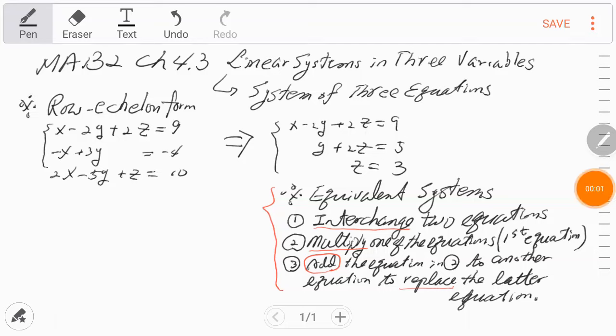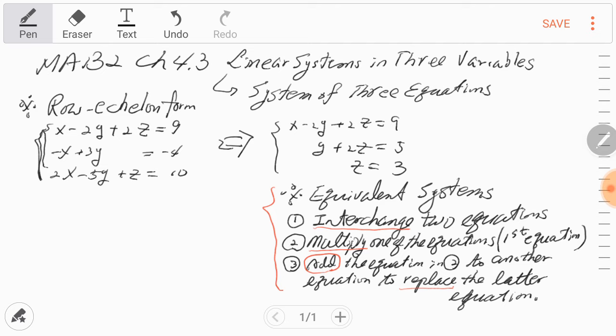In this section, we will solve a system of equations that has three linear equations. So for example, here is a system of equations which has three linear equations and three variables. If there are three variables, then we need three equations to solve that system. And finally, once we solve this, we will have row echelon form.